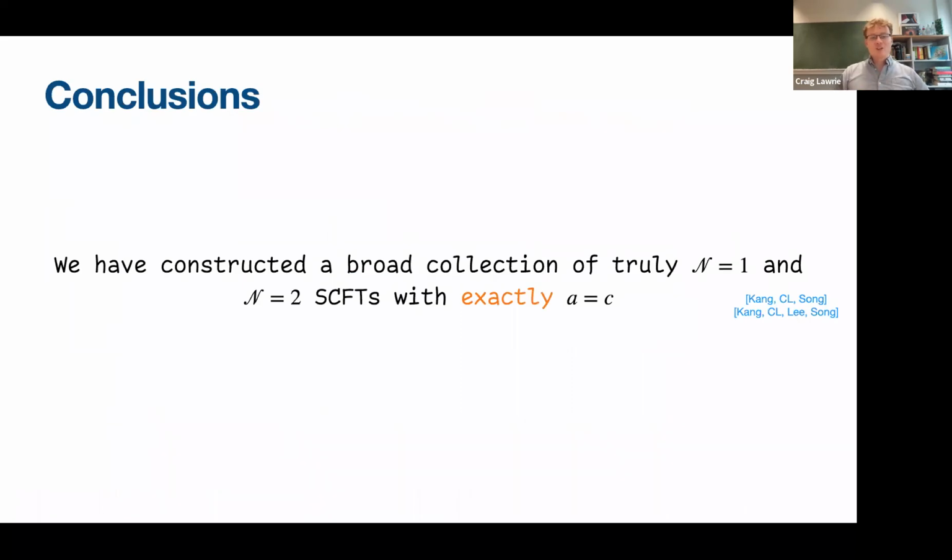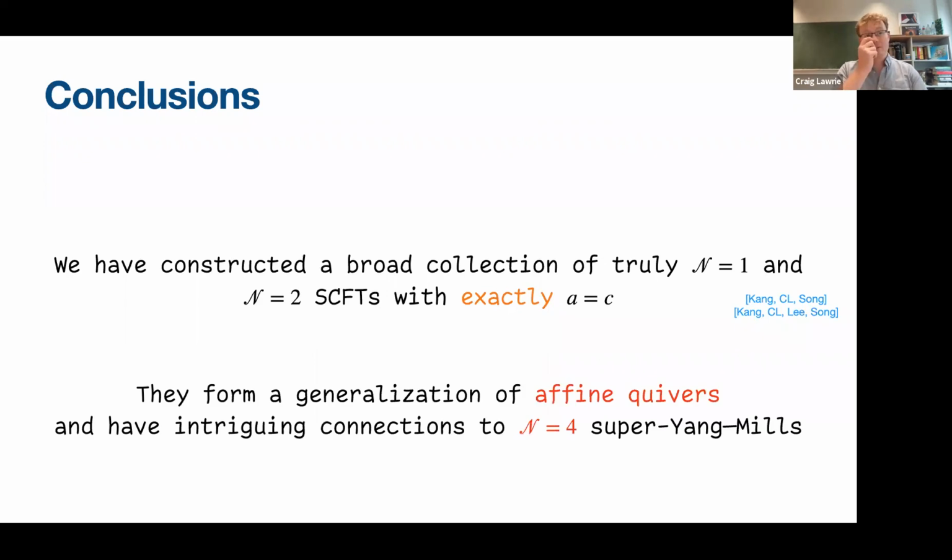Okay, so we have constructed a large collection of N=1 and N=2 SCFTs where the central charges are exactly identical without making any sort of large N assumption. And they have the form of a generalization of the affine quivers, and they have some intriguing connections to N=4 super Yang-Mills, such as these relations with the Schur index and so on that I told you about.